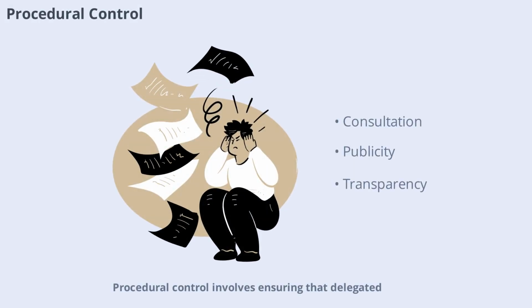Procedural control involves ensuring that delegated authorities follow proper procedures when making rules. This includes prior consultation with affected parties, publicizing proposed rules, and publishing final regulations. These steps promote transparency and allow for feedback, reducing the risk of arbitrary or unfair rulemaking.